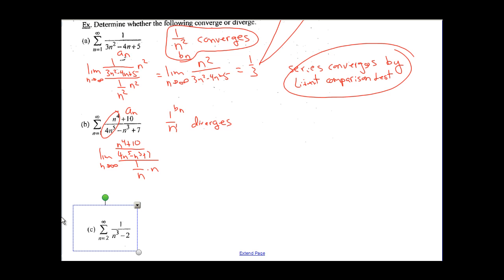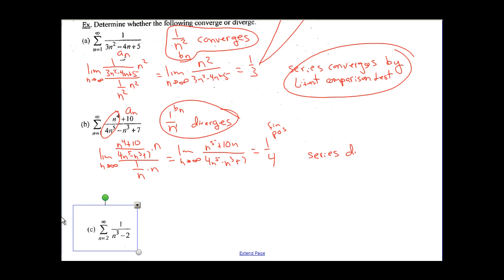Now it's a complex fraction. We're going to multiply the top and bottom by n, so we get the limit as n approaches infinity of n to the 5th plus 10n all over 4n to the 5th minus n to the 3rd plus 7. Now this is like ending behavior. You could do L'Hopital's rule a whole bunch of times if you wanted. But this equals 1/4. 1/4 is both positive and finite. So since this series diverges, our original series also diverges by the limit comparison test.